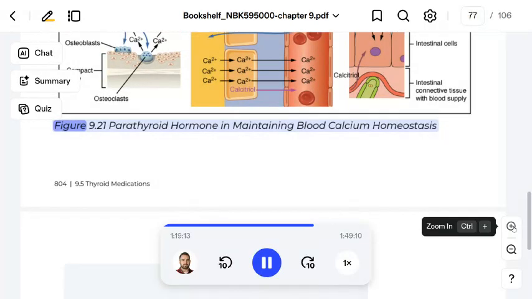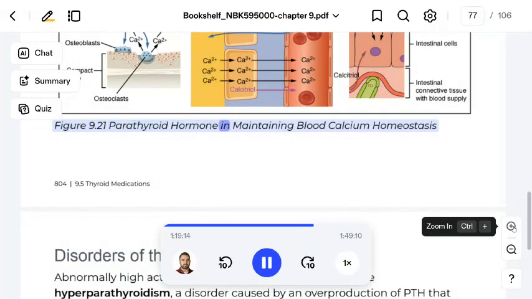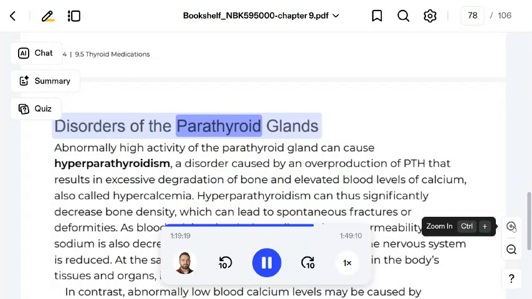Figure 9.21 Parathyroid hormone in maintaining blood calcium homeostasis. Disorders of the parathyroid glands.